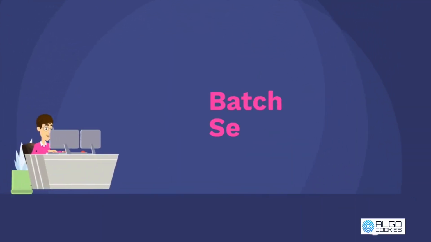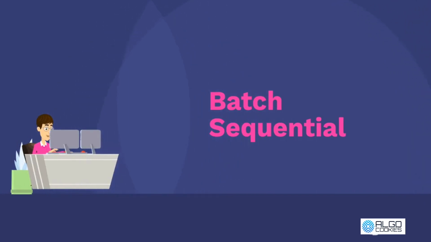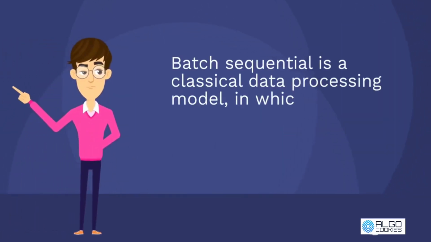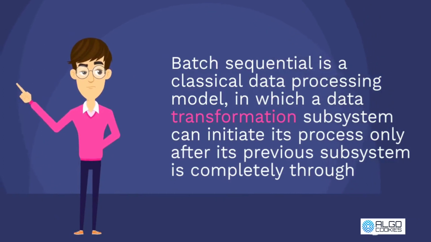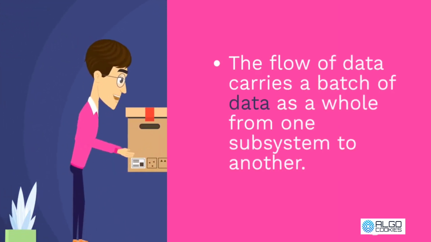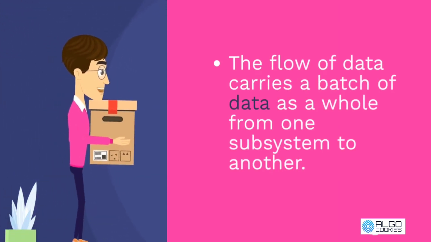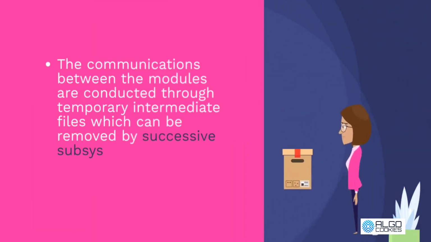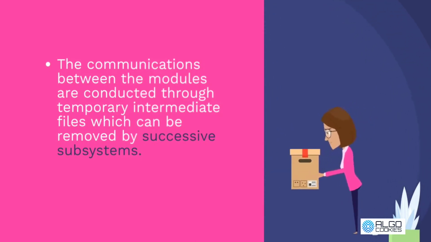Batch sequential. Batch sequential is a classical data processing model, in which a data transformation subsystem can initiate its process only after its previous subsystem is completely through. The flow of data carries a batch of data as a whole from one subsystem to another. The communications between the modules are conducted through temporary intermediate files, which can be removed by successive subsystems.